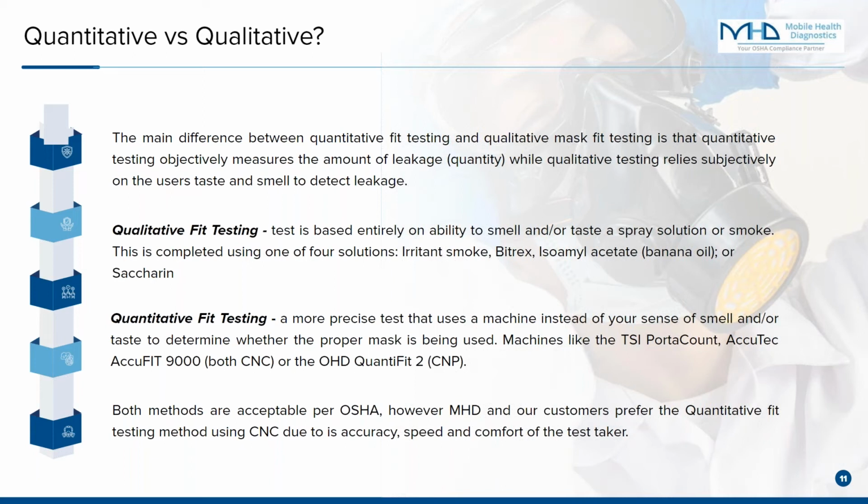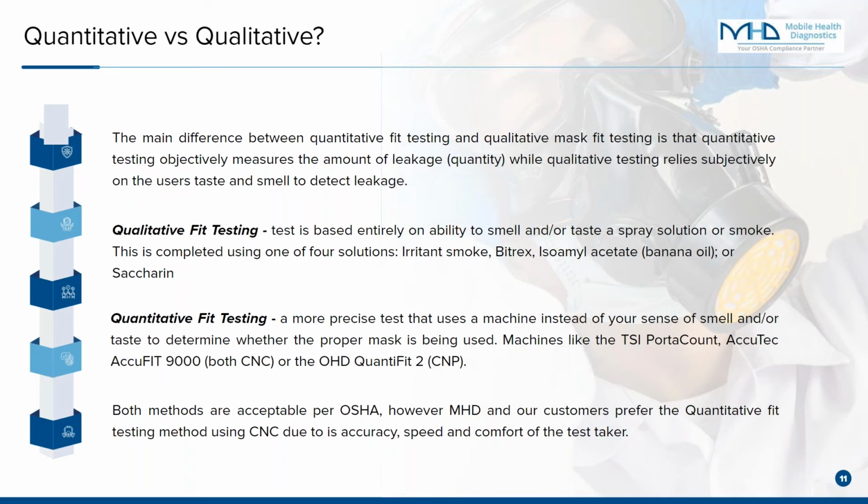One of the benefits of irritant smoke is that it's very hard for people to fake. If they get a whiff of irritant smoke, they're probably going to cough pretty badly, because it is a very irritating smell. Again, we don't use that with our customers, but there are organizations that do use it, and that's their choice. It is approved by OSHA. All four of those are OSHA approved fit testing methods.